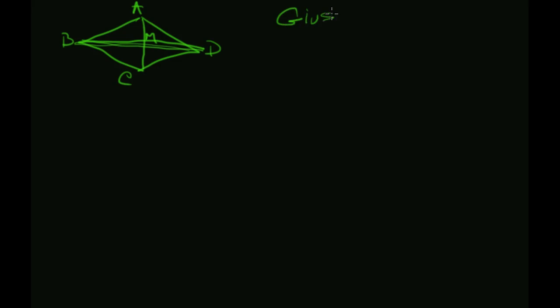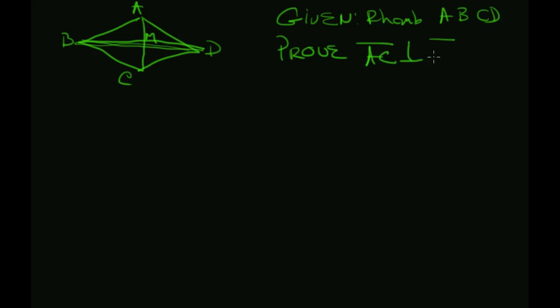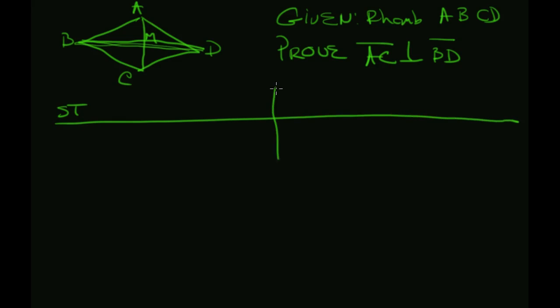So if I'm given rhombus ABCD, we want to prove that segment AC is perpendicular to segment BD. Segment AC is perpendicular to segment BD. This is actually quite a simple proof. You don't have to do a whole lot of thinking here.